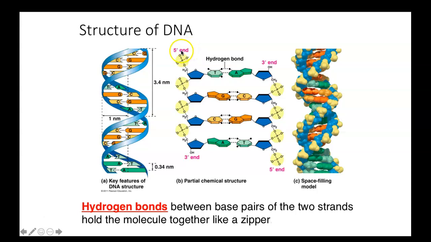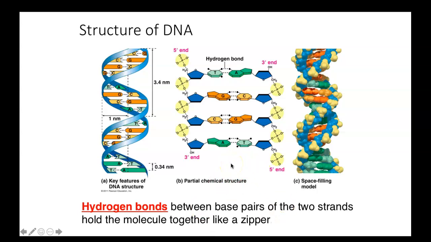I need you to know, kind of like what I said before, that one nucleotide over here is going to base pair with another nucleotide over here. These are the two strands of DNA. And between two nitrogenous bases, you have what's called a hydrogen bond. And they're going to hold the molecule together like a zipper.